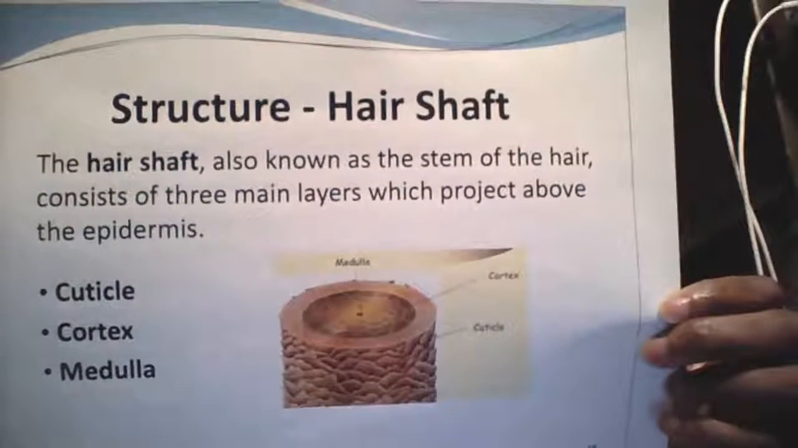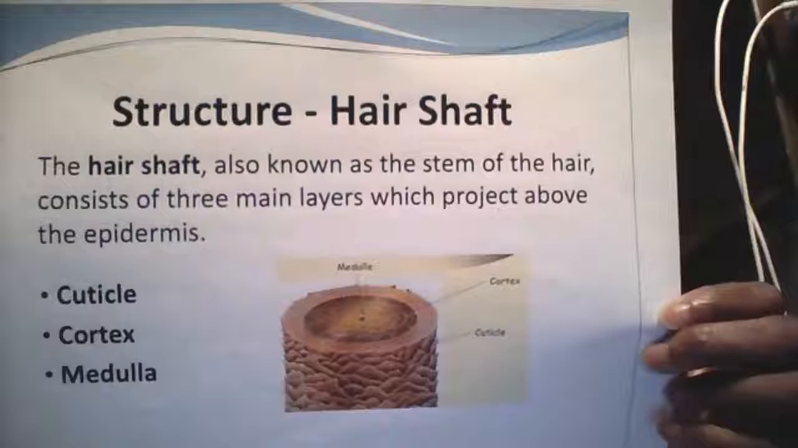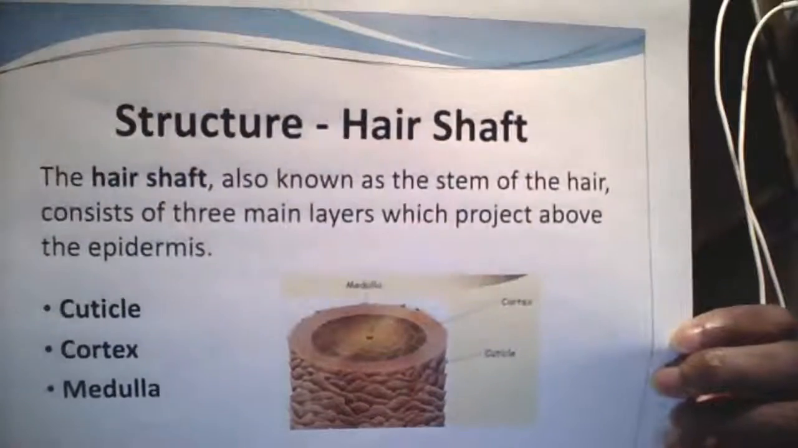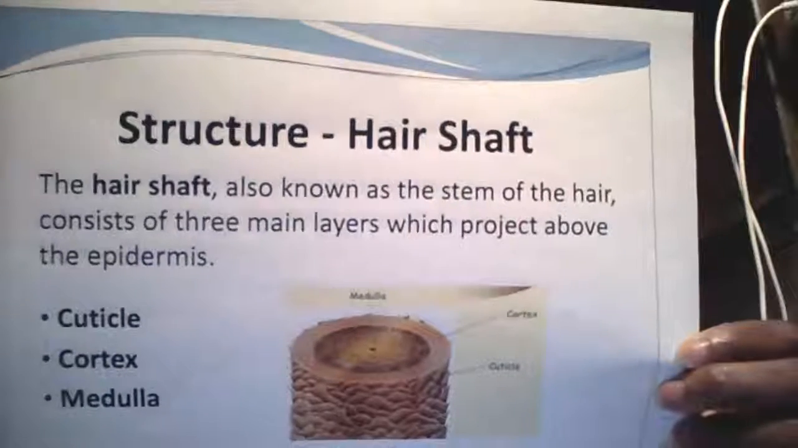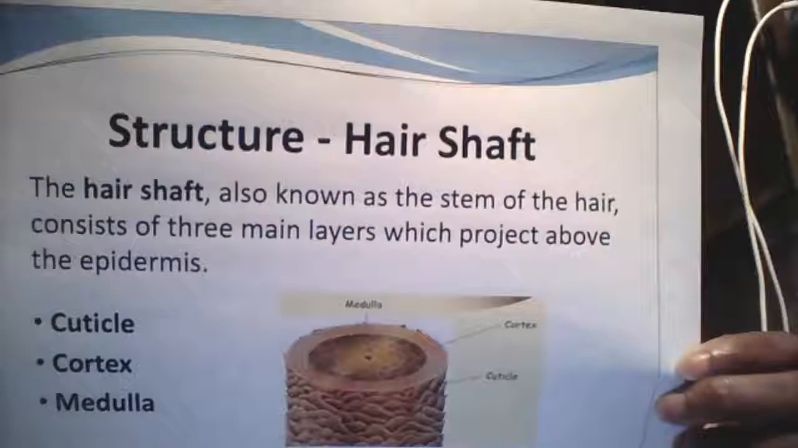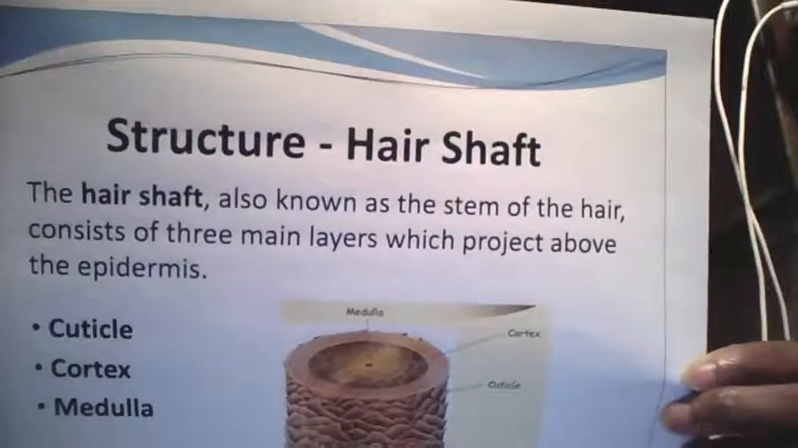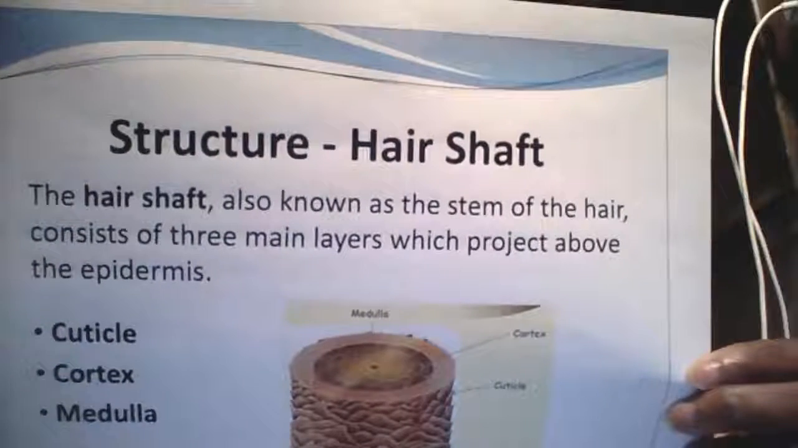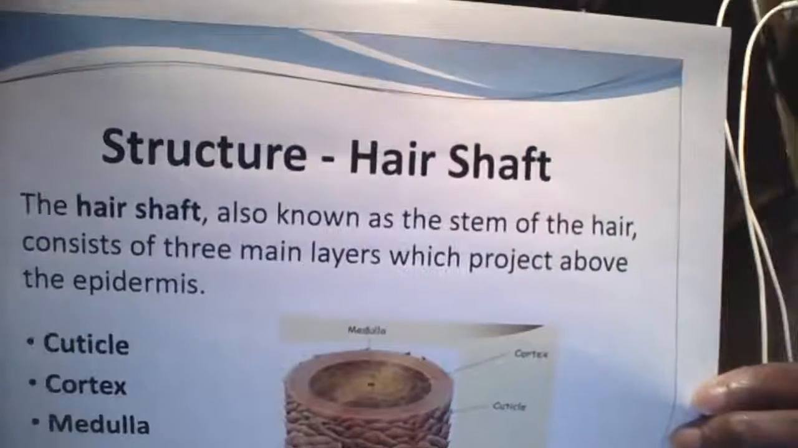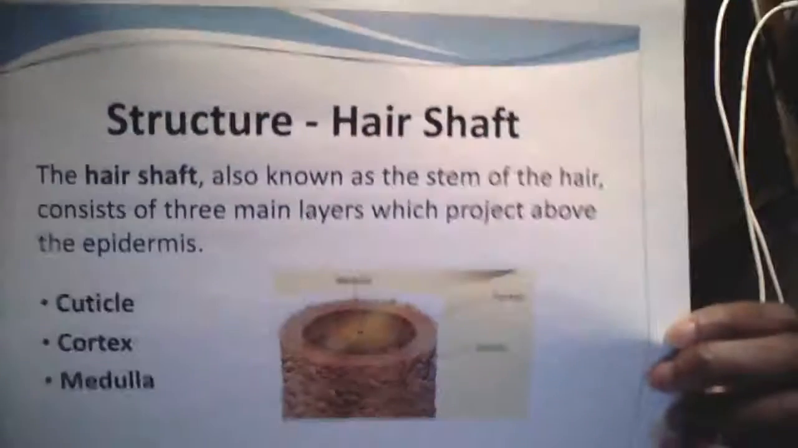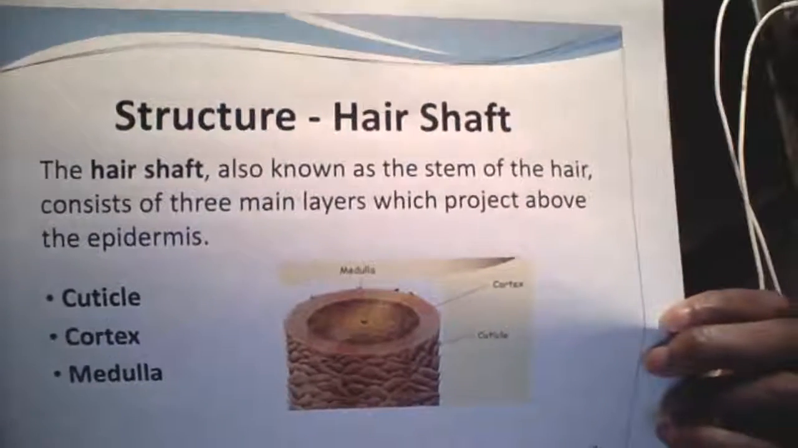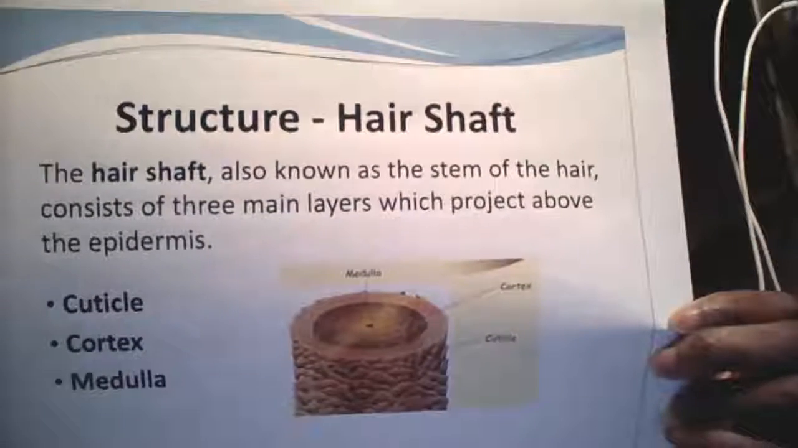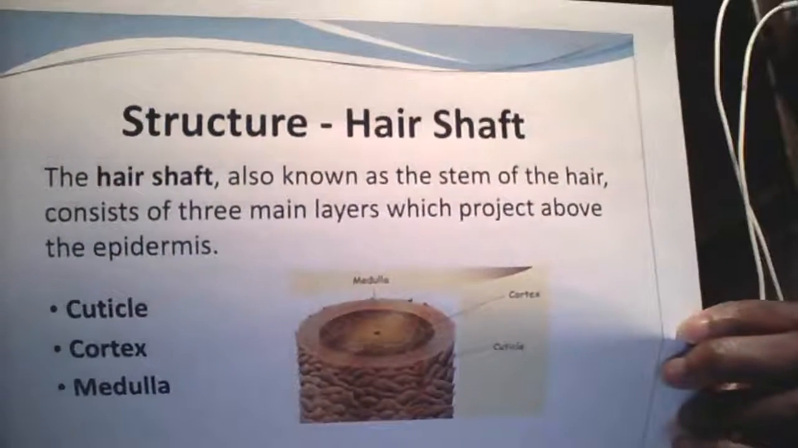The structure of the hair shaft. The hair shaft, also known as the stem of the hair, consists of three main layers which project above the epidermis. We already went over this top one. It's the cuticle, the cortex, and the medulla.